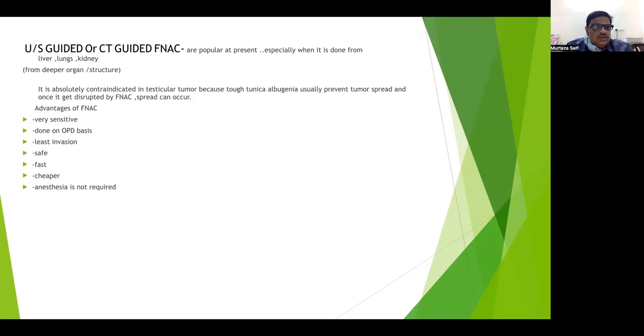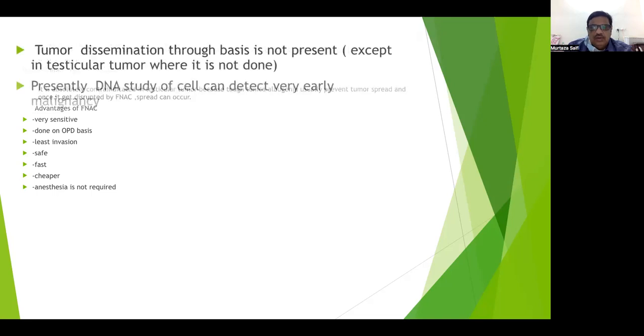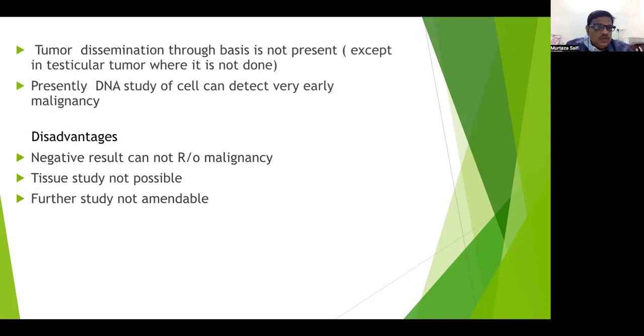Advantages of FNAC: it is very sensitive. It can be done on OPD basis. It is least invasive. It's safe. It's fast, cheaper, and anesthesia is not required in FNAC. So, FNAC is a commonly done procedure in surgical OPD, and it is very good. It's sensitive, least invasive, safe, fast, cheaper, and can be done without anesthesia. Tumor dissemination through the needle tract is not present except in testicular tumor, where it is not done. Presently, DNA study of cells can detect very early malignancy.